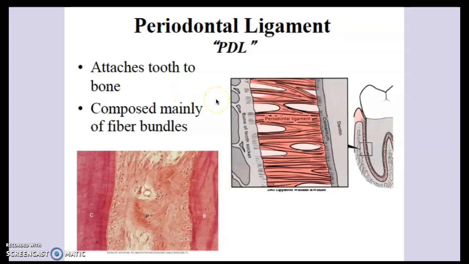So the PDL attaches the tooth to the bone. It's composed of mainly fiber bundles. So here's the PDL right here. See how it attaches the cementum to the bone, and it looks like little bundles and fibers right here. And then this is a histological picture, cementum to bone. Here's the PDL.